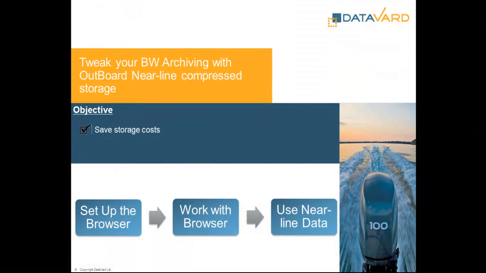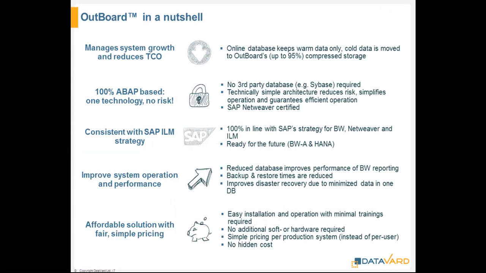So let us recapture what we have seen and how easy it was to browse through your archived data and save costs. The steps were: set up the OutBoard browser, work with OutBoard browser more effective, and finally, be able to use nearline data. The objective of saving storage cost has been achieved. You will see how to report on and load the archive data in the next video.